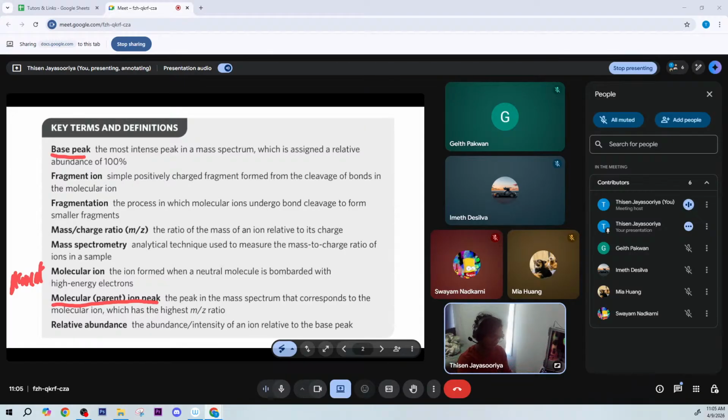So there's a base peak, the molecular ion peak. I also want to point out this mass to charge ratio. M over Z refers to mass to charge.